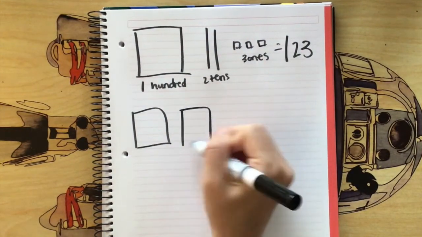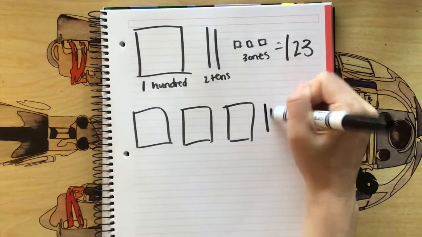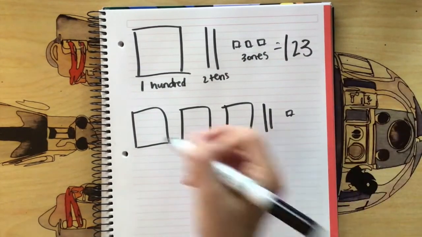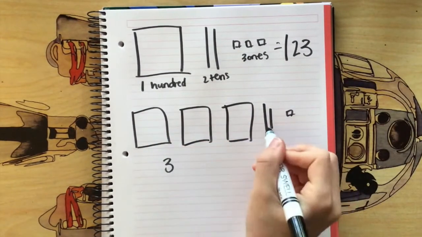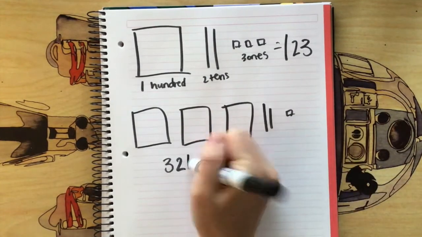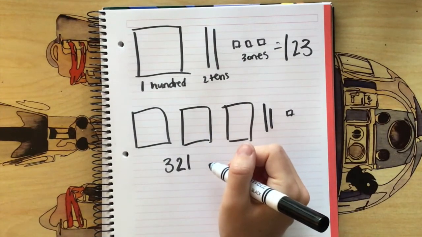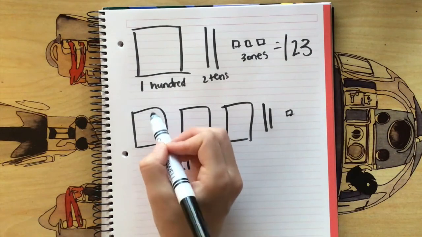Same thing if you have 2 or 3 of them. 3 100s, 2 10s, and 1 one equals 321. So the hundreds blocks are huge.